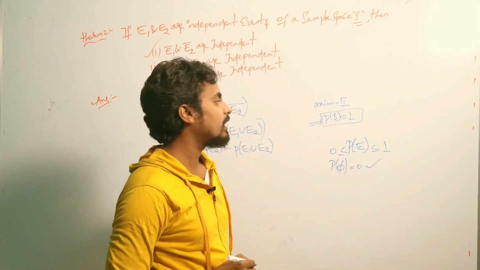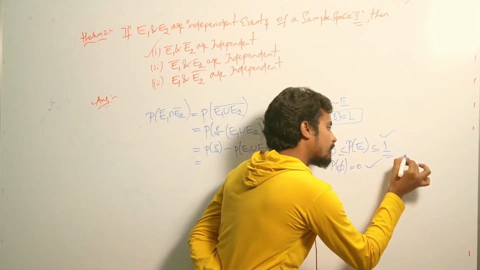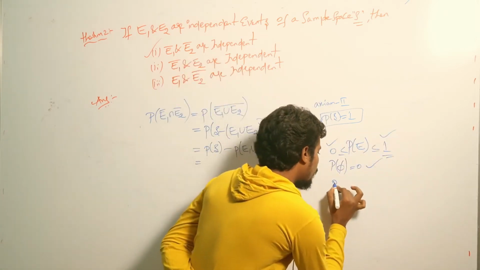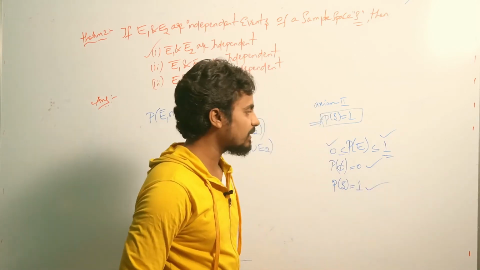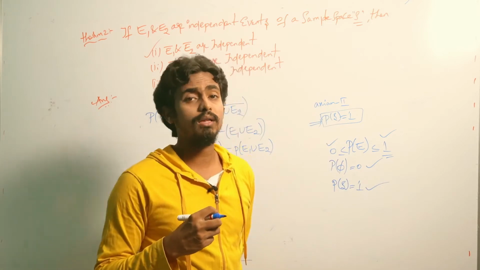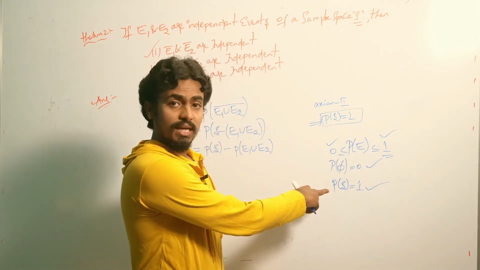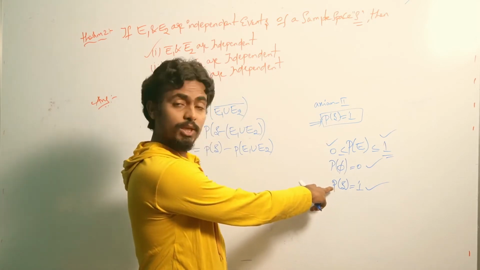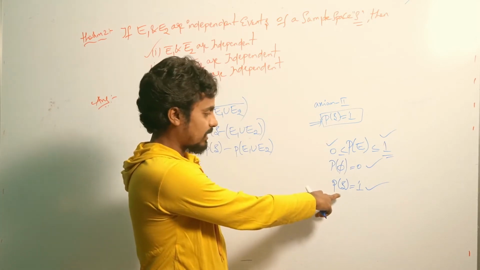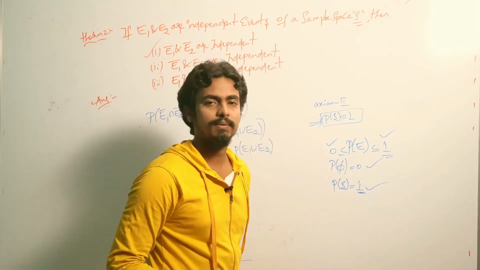And similarly, if I take the sample space, what will happen? P of S is equal to 1. That means all the events present in the sample space, the probability will be maximum, you will get the value as 1.